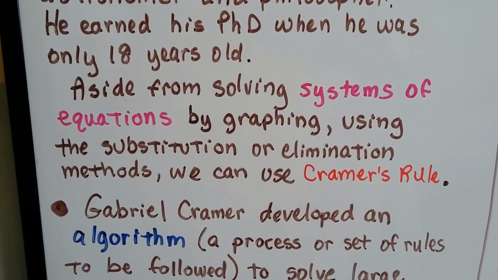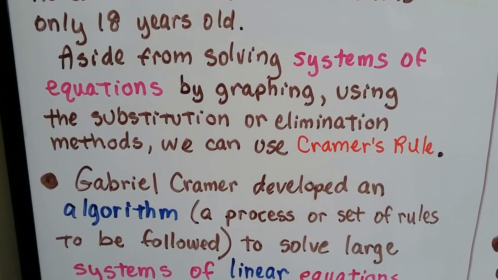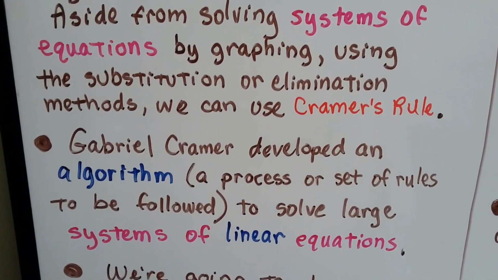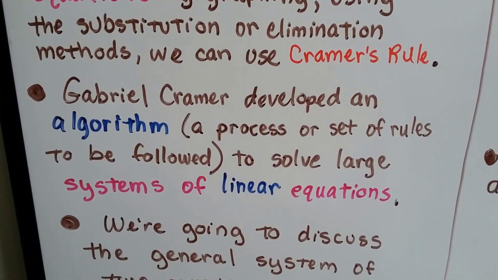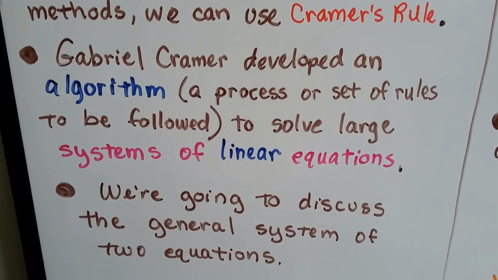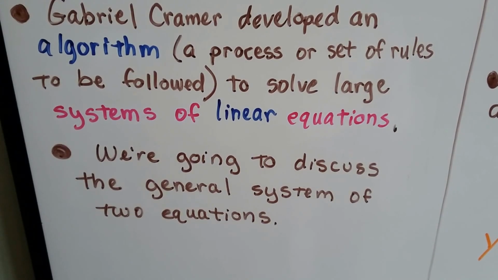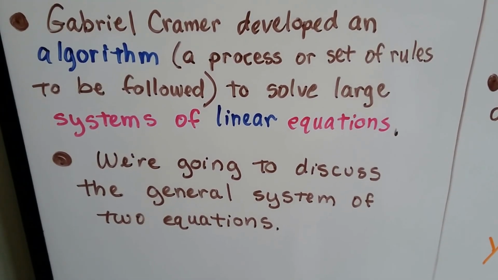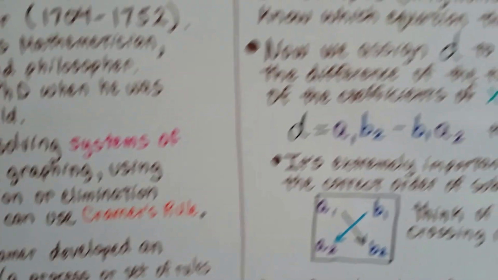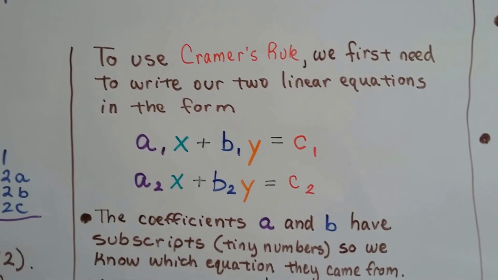Now, aside from solving systems of equations by graphing, using the substitution or elimination methods, we can use Cramer's rule. Gabriel Cramer developed an algorithm, that's a process or set of rules to be followed, to solve large systems of linear equations. And we're going to discuss the general system of two equations. So I hope you have pencil and paper because there's no way you're going to remember all of this. It's going to get kind of crazy, okay?